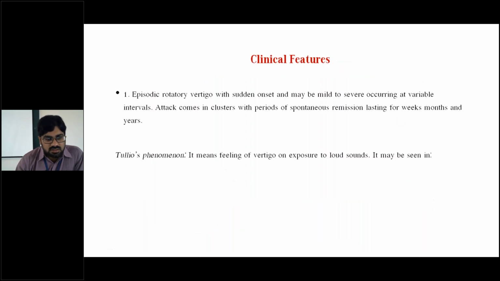So what are the clinical features? As we know, there are four features: episodic rotatory vertigo with sudden onset, which can be from mild to severe, and Tullio's phenomenon. So what is Tullio's phenomenon? It is when you are exposed to a loud sound, then you get this vertigo. So when you get vertigo on exposure to a loud sound, it is known as Tullio phenomenon. Okay.